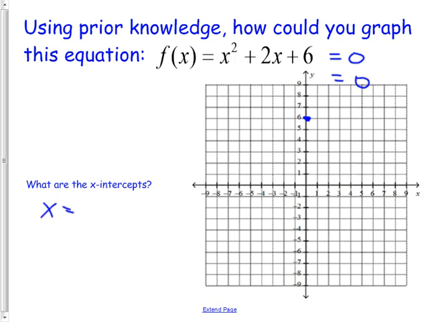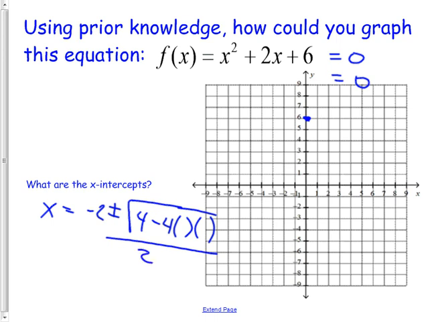x equals negative b, negative 2, plus or minus the square root of b squared, which is 4, minus 4ac, all over 2a. And a was 1 and c was 6. So that's negative 2 plus or minus the square root of, whoa, wait a minute, 4 minus 24? That's negative 20? That's the kind of thing we're going to do to you today.